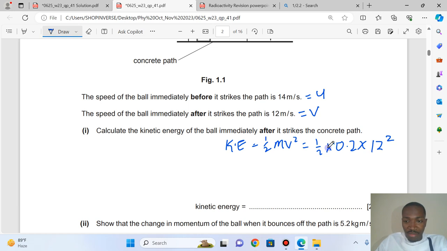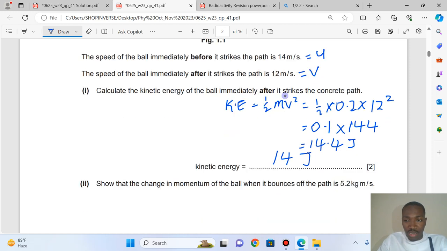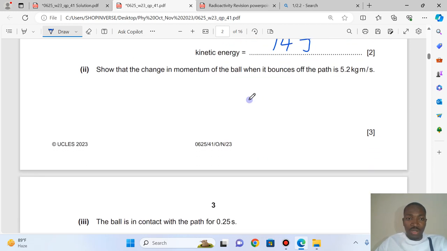So we have half times 0.2. This will give us 0.1 multiplied by 12 raised to the power 2, that's 12 times 12, which will give you 144. 144 multiplied by 0.1 will give us 14.4 joules, okay? Since our values here are written to two significant figures, we write the answer to two significant figures, that's 14 joules. Excellent.